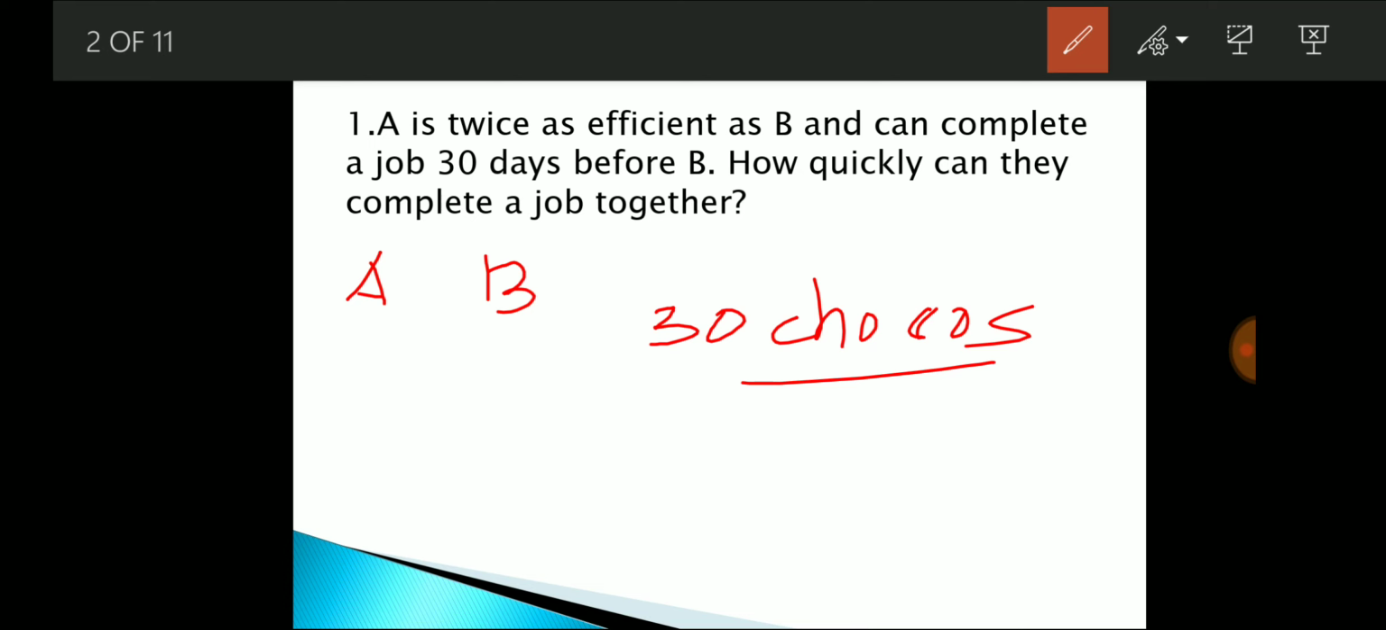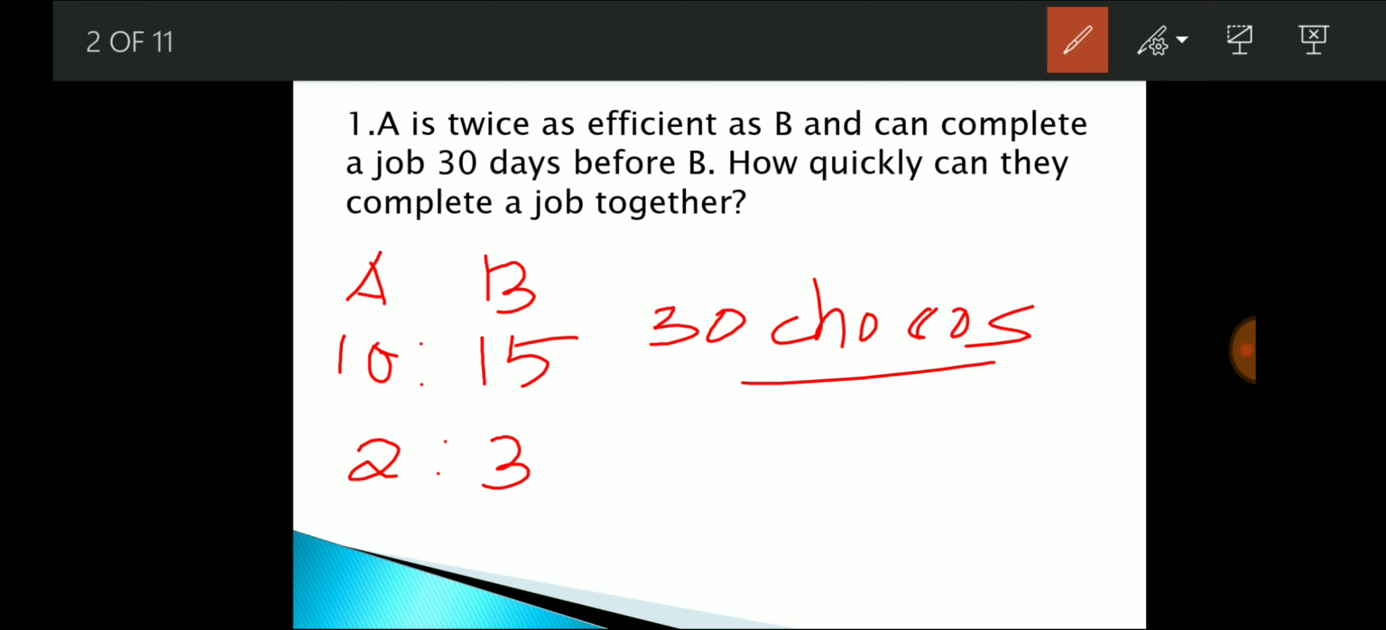Let's assume that for the 30 chocolates, A is able to have it in 10 days and B is able to have it in 15 days. So if we look at it, the time taken by A is going to be 10 days and B is going to be 15 days. It is in the ratio 2:3.